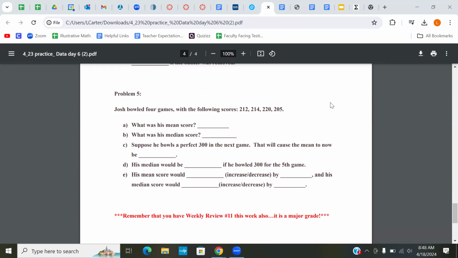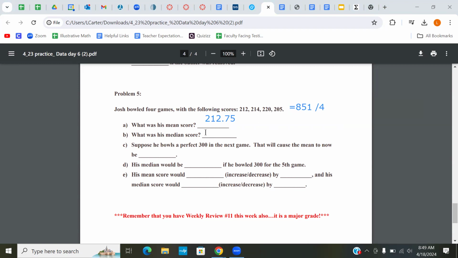All right, now problem 5. Josh bowled 4 games with the following scores. His mean score, so when we add these up, right? So we added those up. That's going to equal 851. We need to divide that by 4 because that's how many games he had. So then that's going to give us a mean score of 212.75.